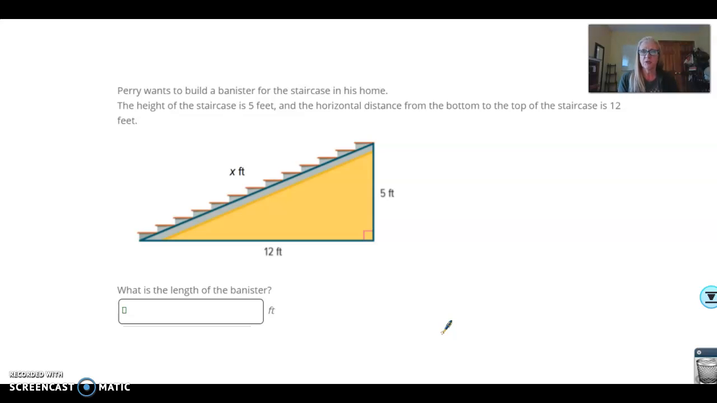This is problem number 2. Perry wants to build a banister for the staircase in his home. The height of the staircase is 5 feet, and the horizontal distance from the bottom to the top of the staircase is 12. So once again, these are your legs, 12 and 5, and you're solving for the hypotenuse. You will set this up just like you did the last one, 5 squared plus 12 squared equals c squared. Figure out what these are equal to and add them together. And then lastly, take the square root, and that will give you the length of the missing side.